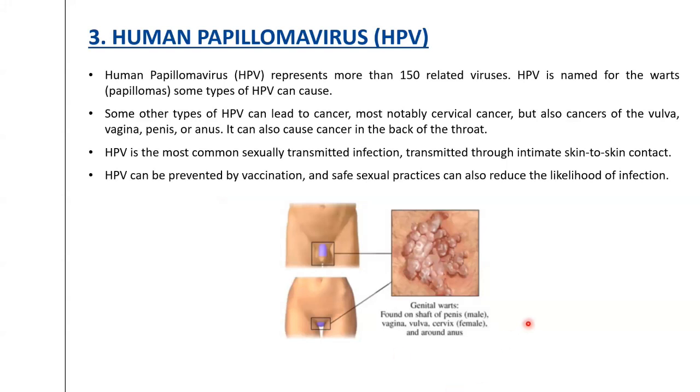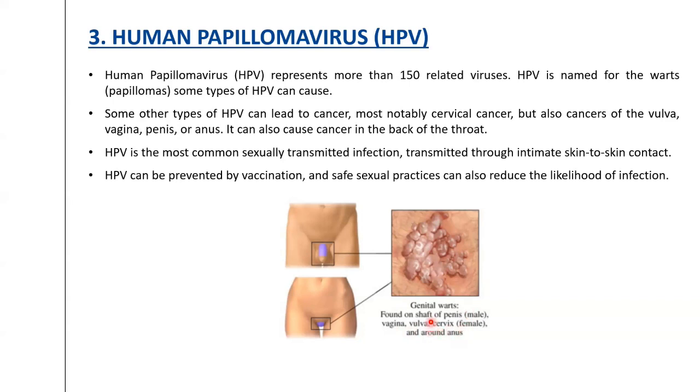So these are the genital warts found on the shaft of the penis. This long area is called the shaft. So most warts are located here on the shaft of the penis. While if we talk about the warts in the female, they can be on the vagina, inside the vaginal canal, vulva, or cervix, and around the anus.